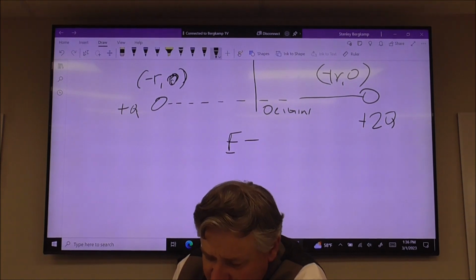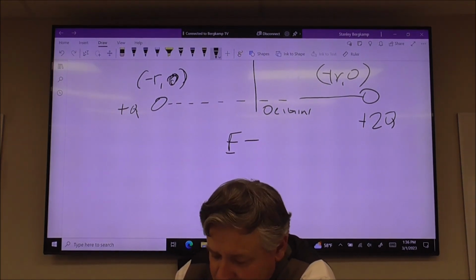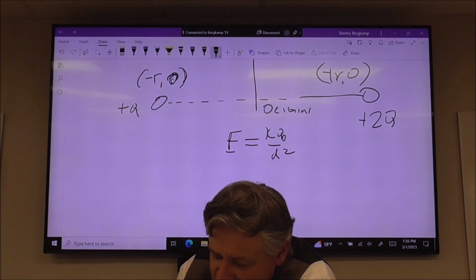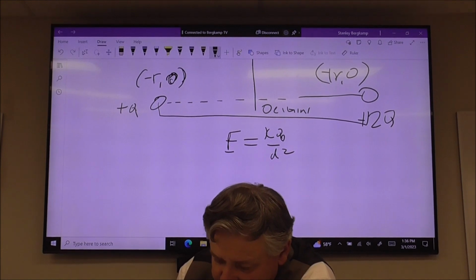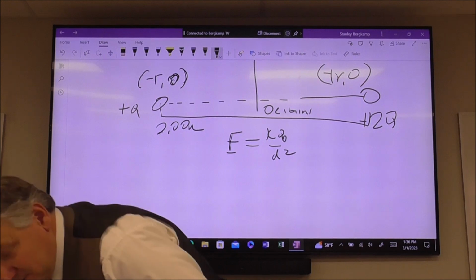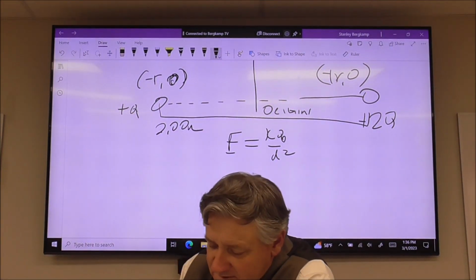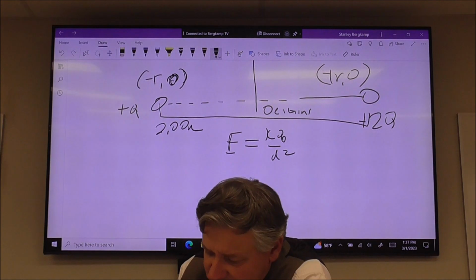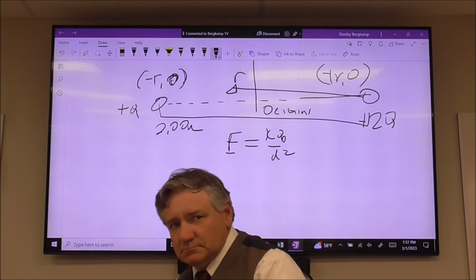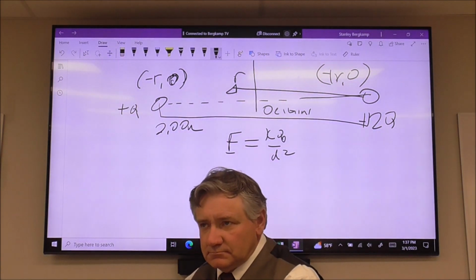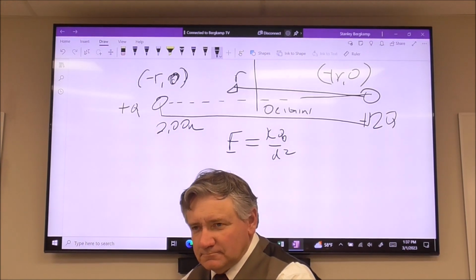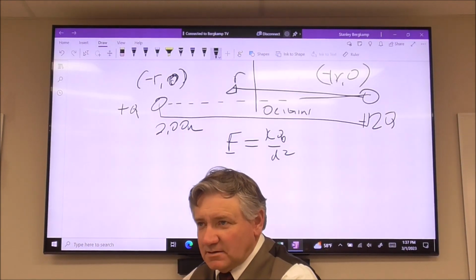So, how do you calculate the value of that electric field? KQ over D squared. Or R squared. So, if this distance here is, let's just say, 2 meters, and you let the distance from 2Q be R, what's going to be left over? 2 minus R. Yeah, 2 minus R, right?